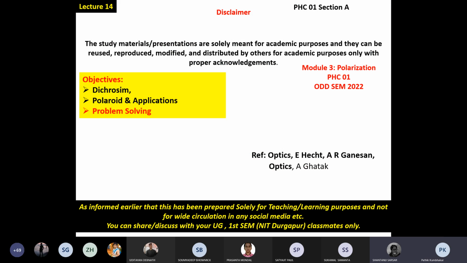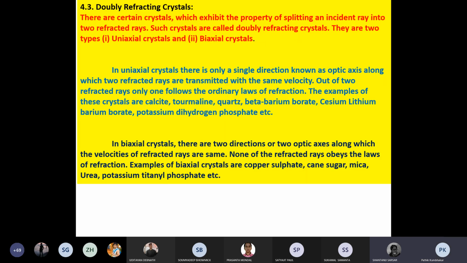So these are the phenomena that I wanted to discuss, and then we need one more class for polarization, where we will discuss the phenomenon of dichroism, Polaroids and their applications, and we will solve some problems. So today we'll stop here.